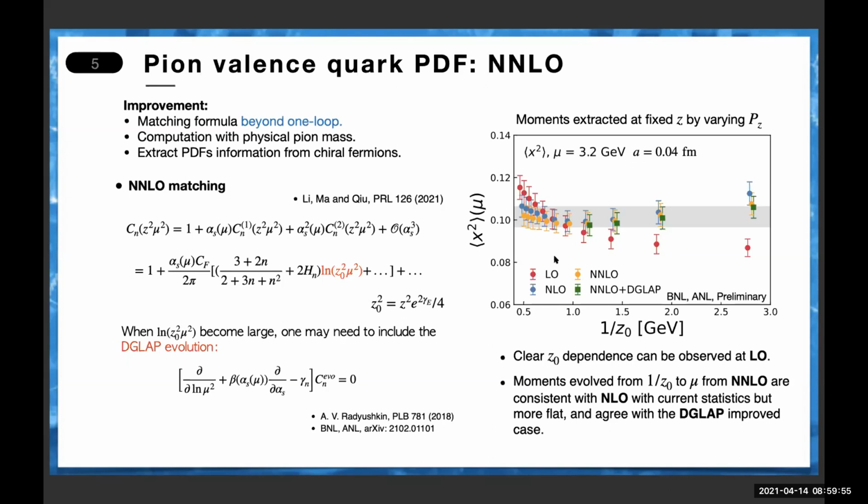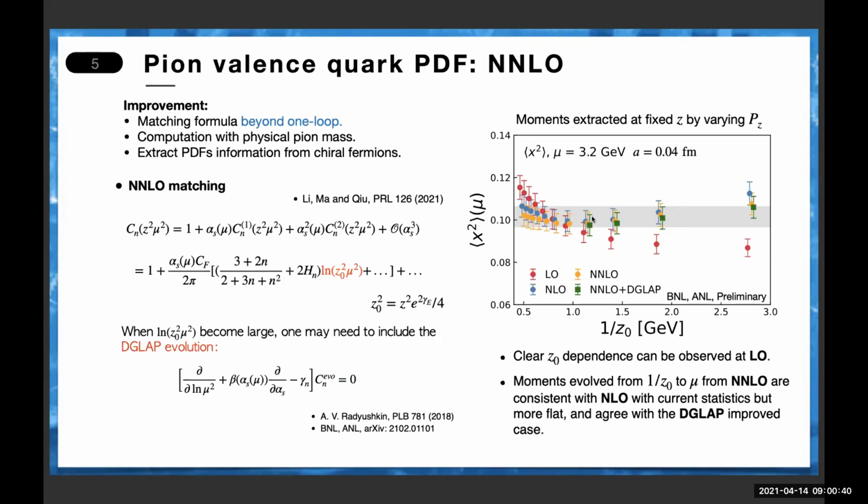At leading order, which is C_n equal to 1, we can extract the moments, and as you can see, at the red point at leading order, a clear z-naught dependence can be observed for the moments. Then beyond the leading order, the Wilson coefficients evolve the lattice data from z-naught to the factorization scale mu, so it should be independent of z-naught if the evolution is good. As you can see, the NLO result, shown as the orange point, is consistent with the NNLO result as the blue point, although within current statistics they are more flat and stable.